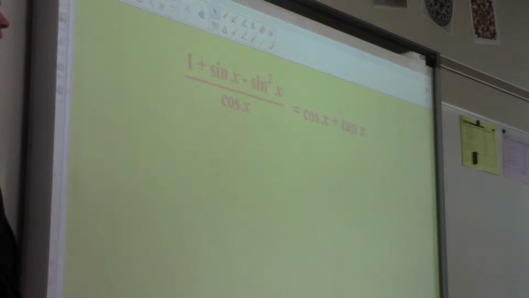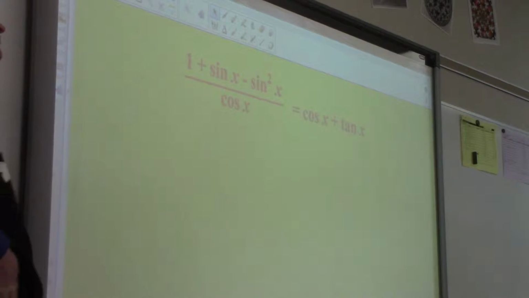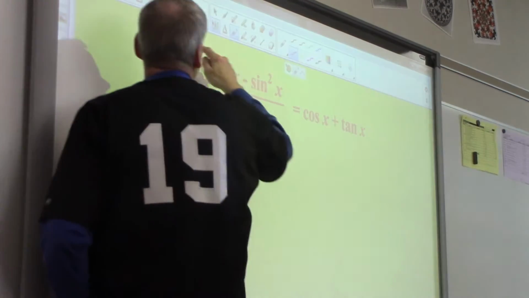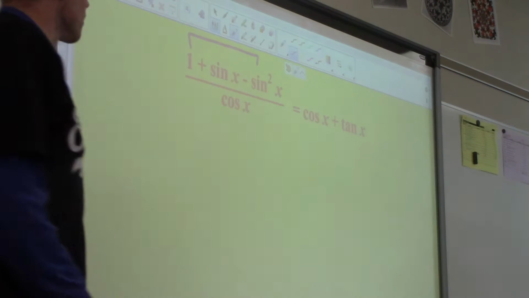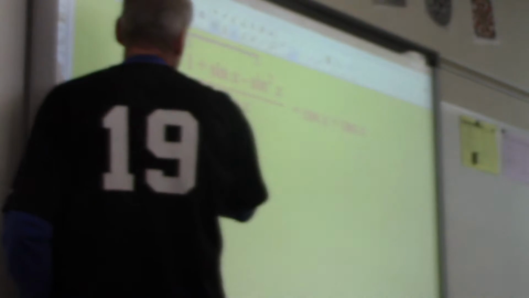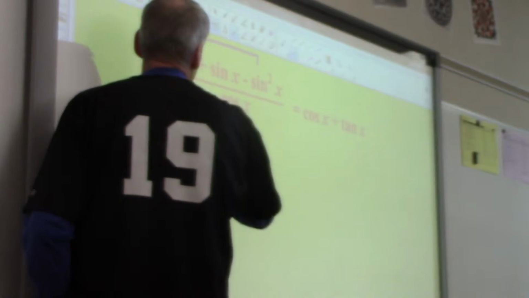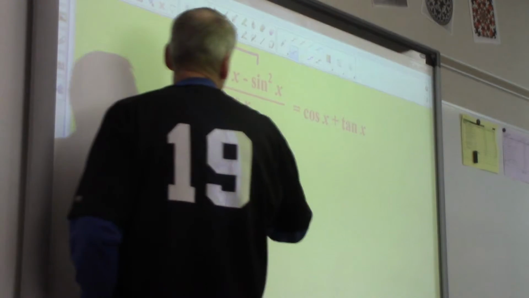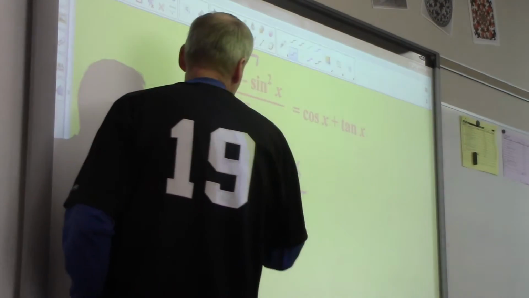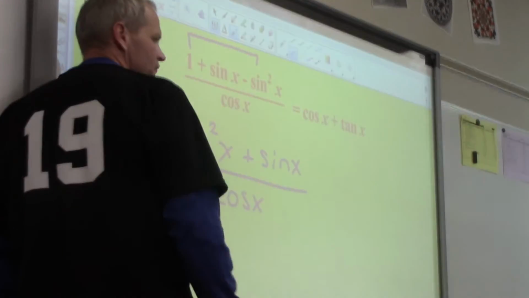Ooh, 1 minus sine squared, well, wait a minute, they're not next to each other. That's okay. So what? You guys would be surprised at some of the algebra group questions made. 1 minus sine squared, better known as cosine squared. So I could call this cosine squared of x plus sine of x all over cosine of x. That's a pretty good first move.